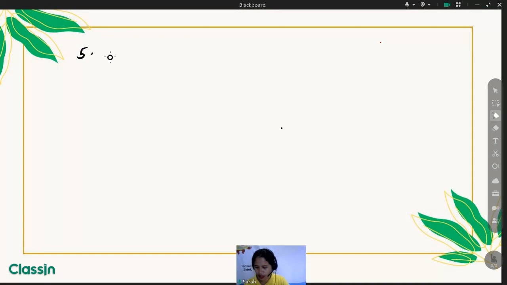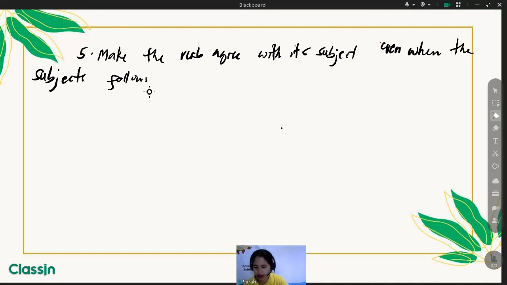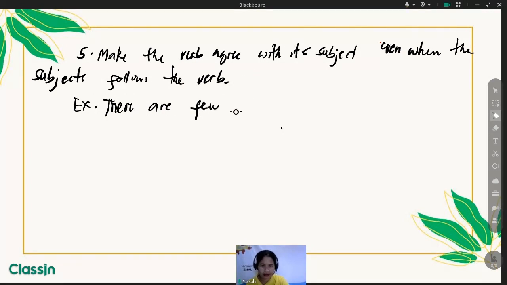Next is the fifth rule. We are going to make the verb agree with its subject. The subject follows the verb. There are few people inside the hospital.